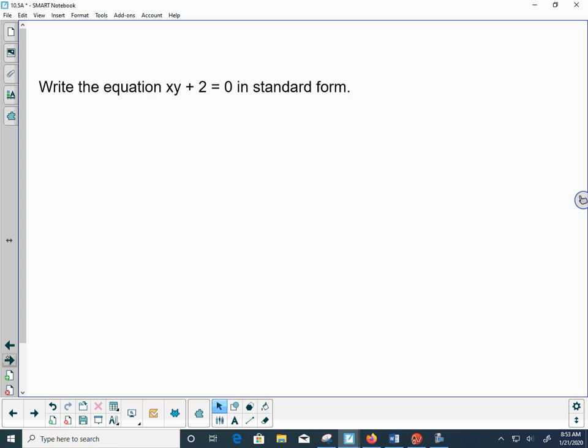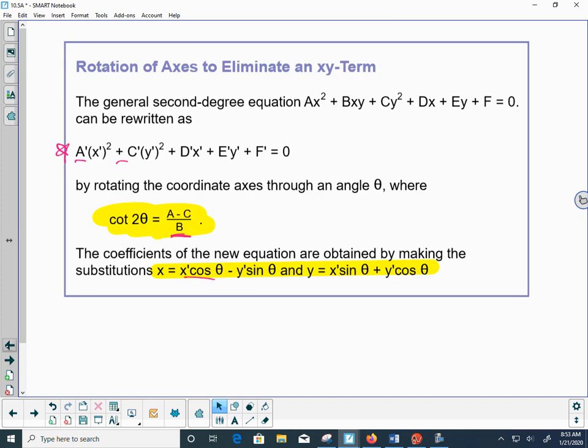So I have an xy term, which means I have to rotate it. Okay? I'm going back to this formula here that said that the cotangent of 2 theta is equal to a minus c over b. Just to remind you, the a is the coefficient of the x squared, the b is the coefficient of the xy term, and the c is the coefficient of the y squared term.